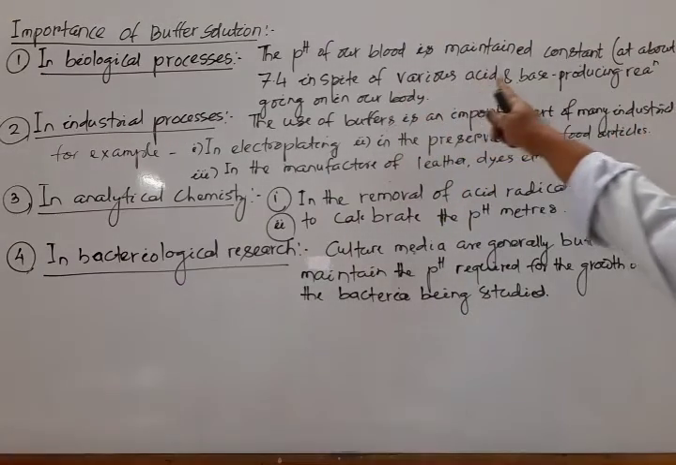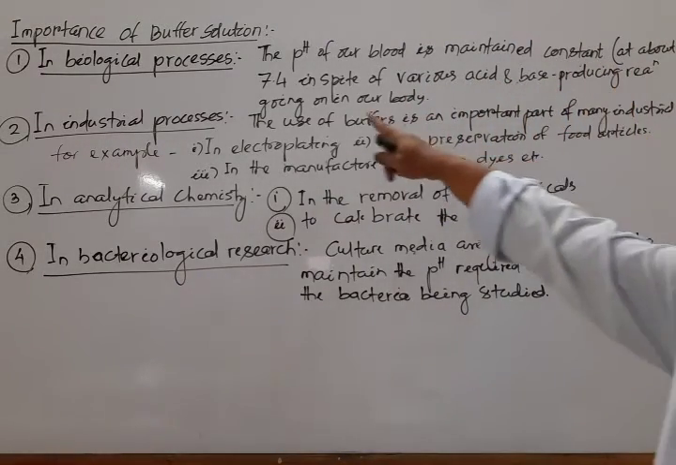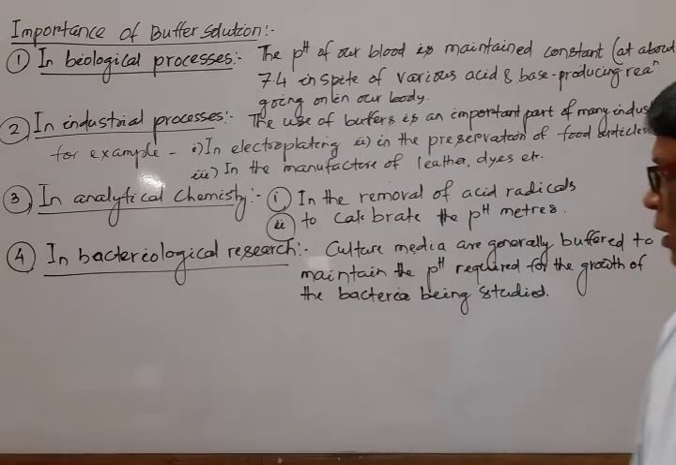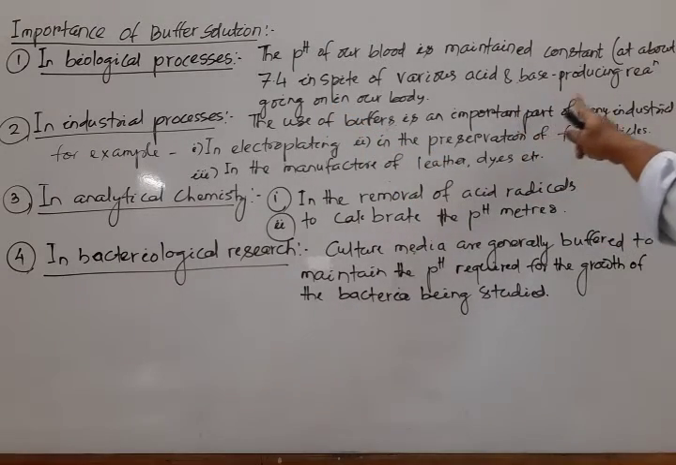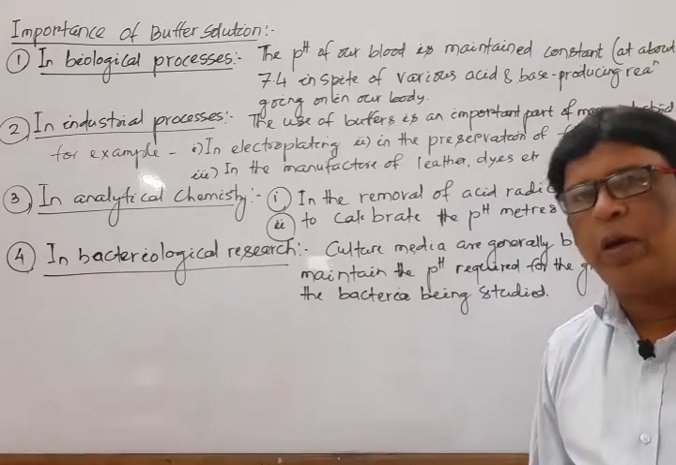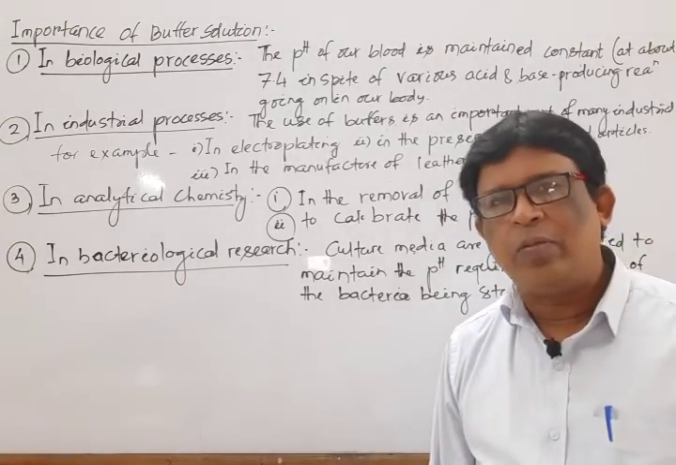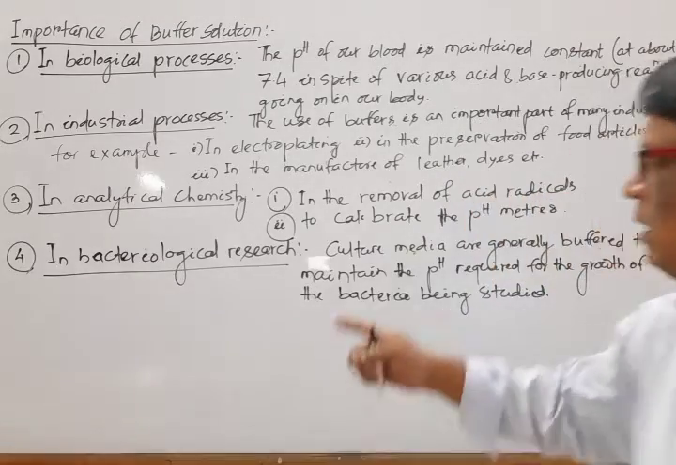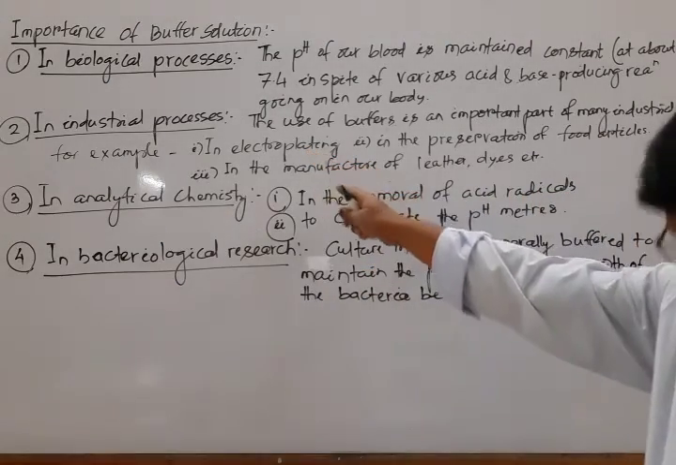The pH of blood is maintained constant, at nearly 7.4, in spite of various acid and base producing reactions going on in our body. Whatever we eat, acidic or basic food, the pH is maintained. Next is industrial processes.